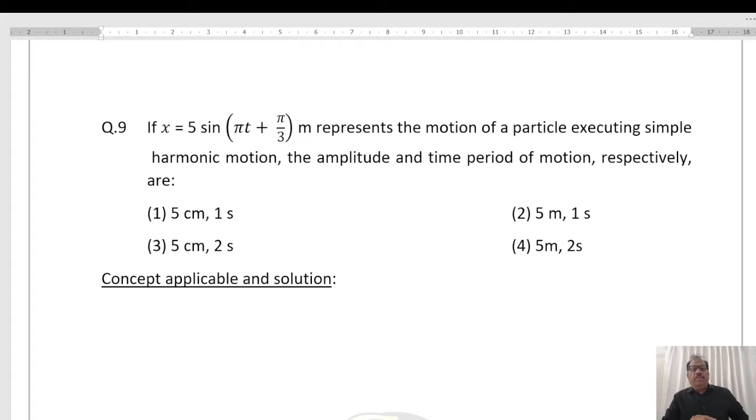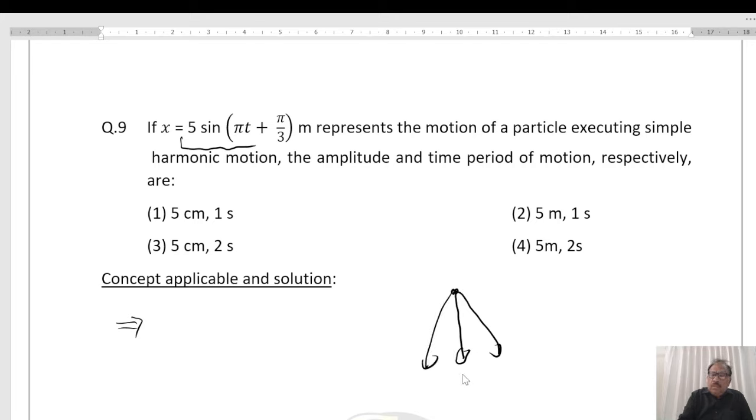Question is, if x equal to 5 sin(pi t plus pi by 3) meter represents the motion of a particle executing SHM, the amplitude and time period of the motion respectively are. Answer is given. I will give certain information. SHM: go from here to here, here to here, here to here. This is one complete oscillation.